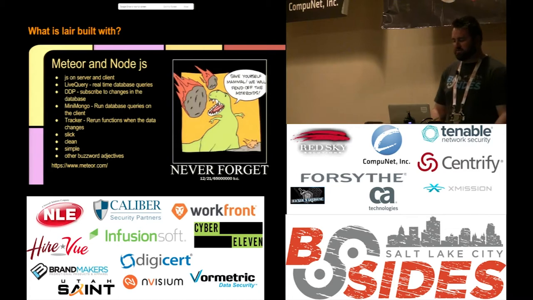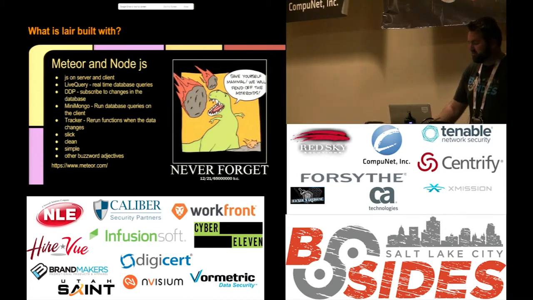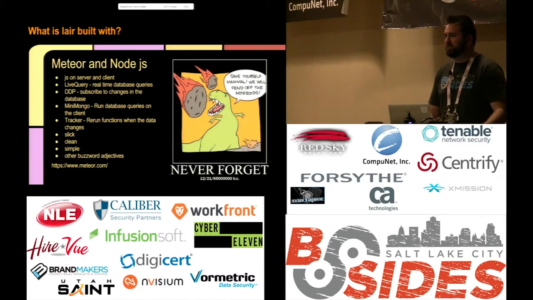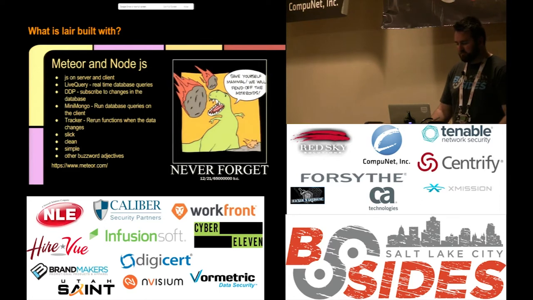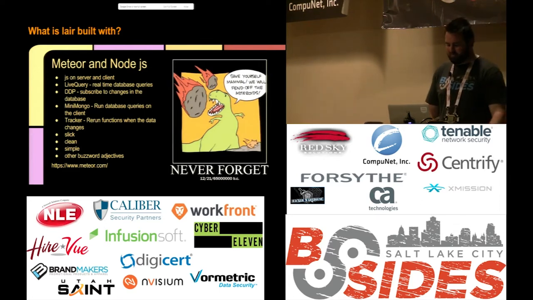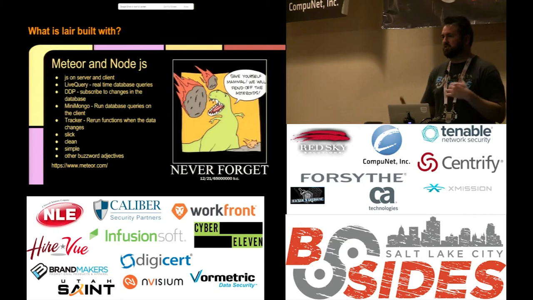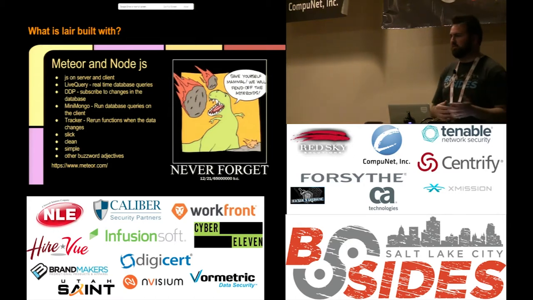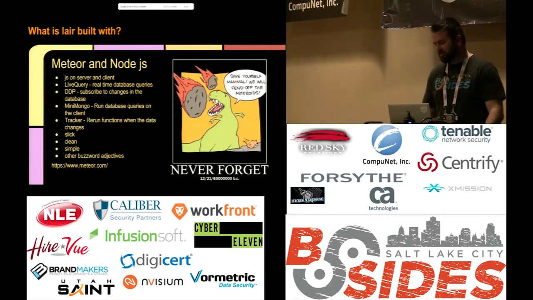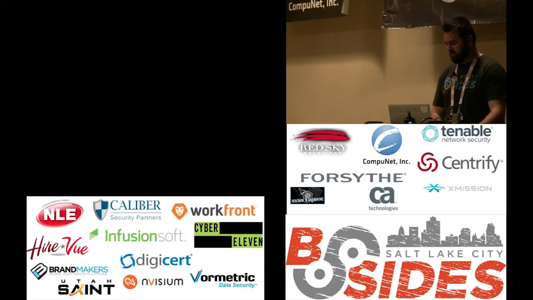But Lair runs with Meteor and Node.js. I wanted to abandon even writing this presentation once I found out about Meteor, because it's a pretty awesome framework. It's JavaScript on the server and the client. You get all the buzzwords down at the bottom: slick, clean, simple. It'll listen to the MongoDB to see if there's any changes, and it'll just update the page automatically without having to be refreshed. It's really quick. And the dinosaur is very important that it saved us from the asteroids. If the asteroids are in space, the meteors, dinosaurs are dumb.